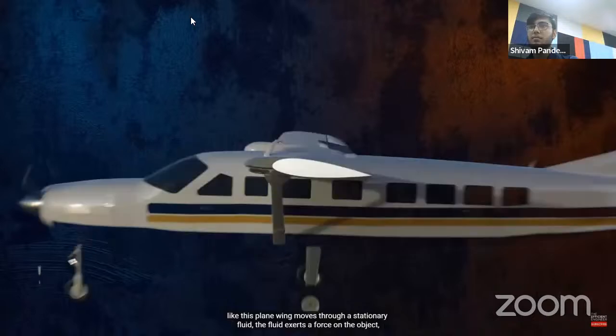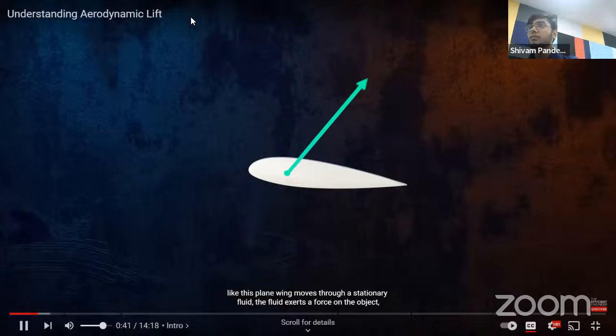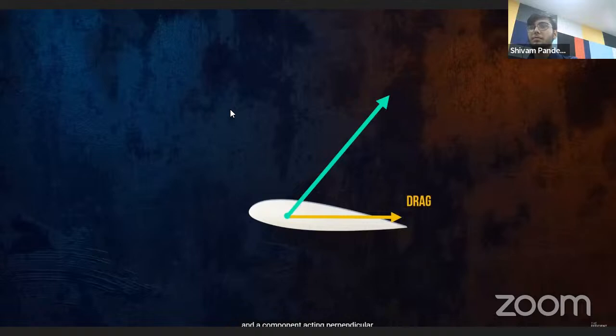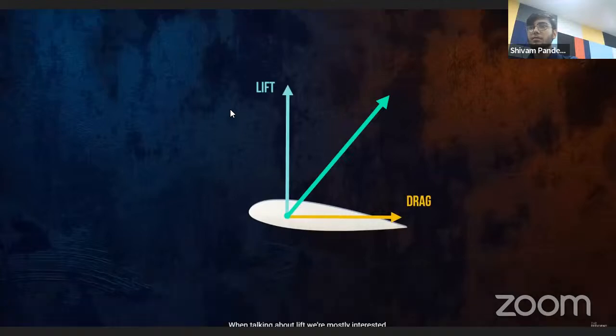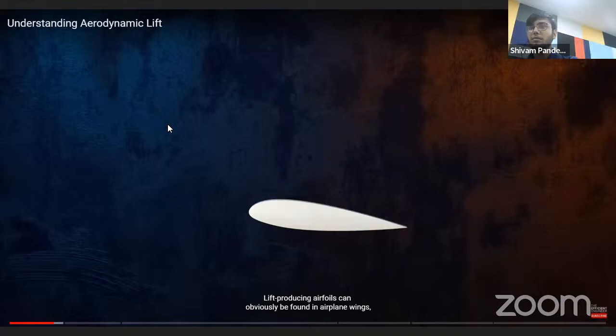When an object, like this plane wing, moves through a stationary fluid, the fluid exerts a force on the object, which can be split into a component acting in the same direction as the fluid flow, called drag, and a component acting perpendicular to the flow direction, called lift. When talking about lift, we're mostly interested in streamlined bodies like this airfoil, which are carefully designed to produce a lot of lift, but to minimize drag.